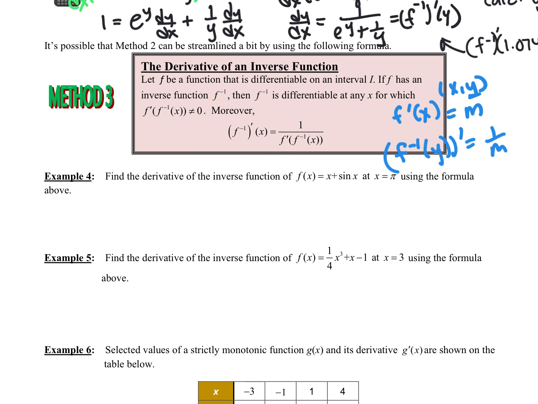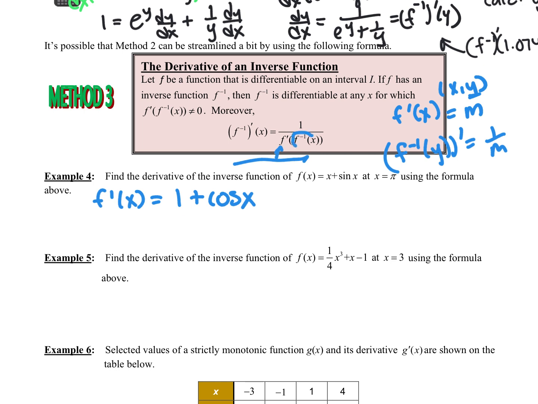We're going to go ahead and use this definition here. So it says, find the derivative of the inverse function f of x at x equals pi using the formula above. So we're going to use this formula. So to find the derivative of the inverse function, first we're going to find f prime of x. That's what we need first. So we'll find f prime of x first, actually. So that'll be 1 plus cosine x.